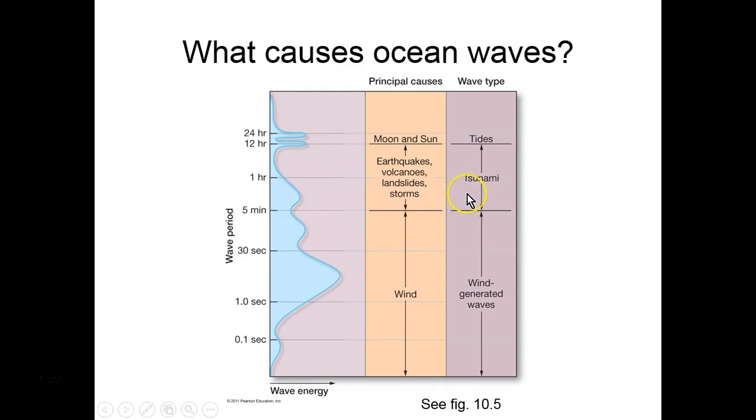Then you have the tsunami. The tsunami is a wave that is caused by a sudden disturbance in the water. So it's caused by things like earthquakes, volcanoes, and landslides. And it's going to have a period between 5 minutes and 12 hours. And then you get to the tides. Tides are also waves, but they are waves that are caused by the gravitational pull of the moon and the sun. And so next week we'll be talking about tides.